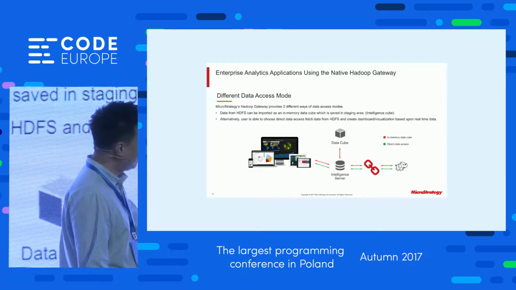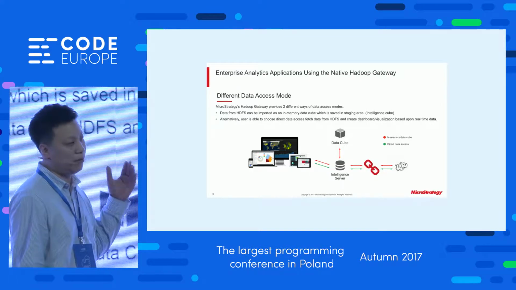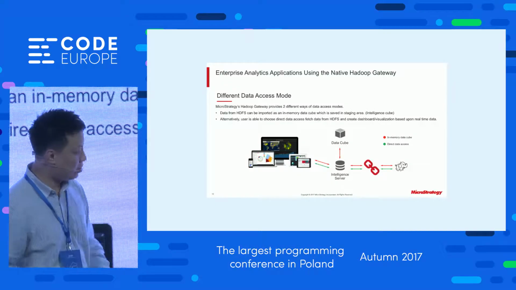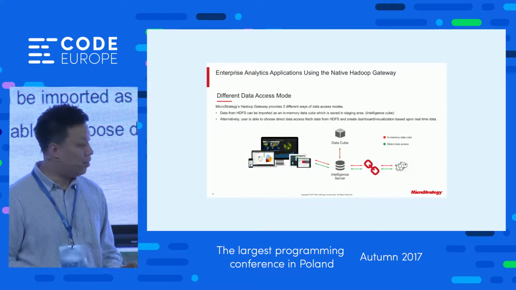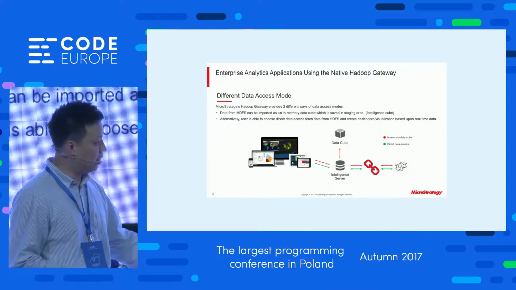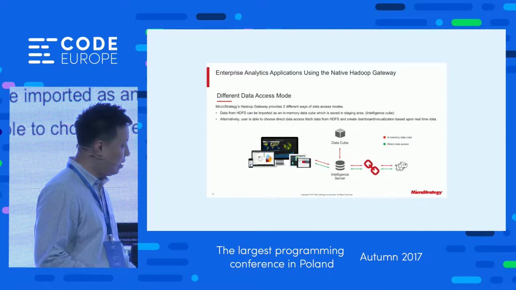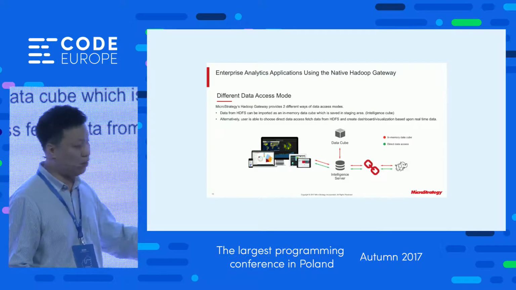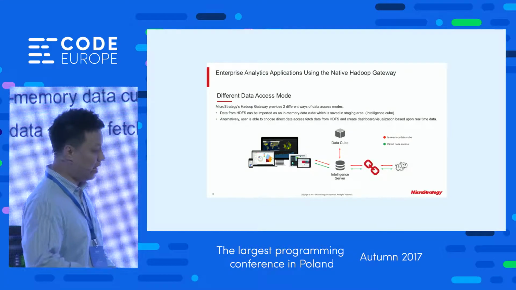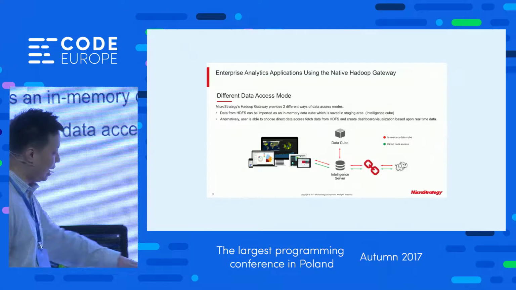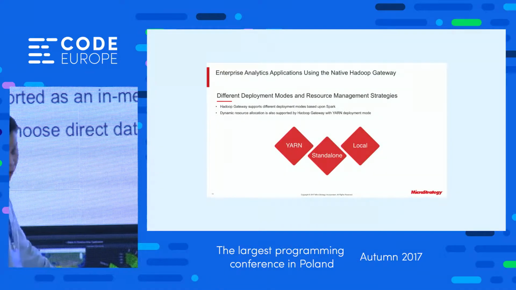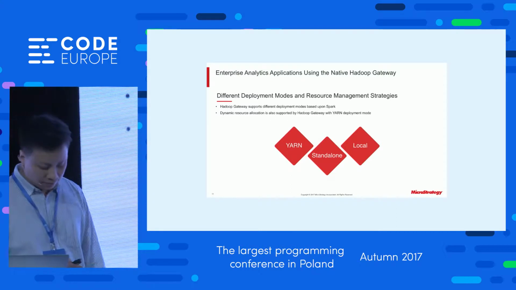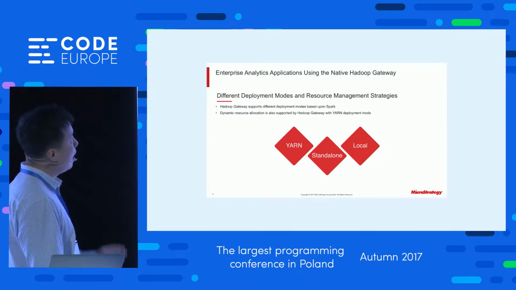And the green line is the direct data access, because we got a lot of requirements from customers. They want to do some analysis on top of the real data. So we also support creating the request from the intelligence server to the Hadoop Gateway, and the Hadoop Gateway will return the data immediately back to the intelligence server and show any data change on your dashboard and visualization.